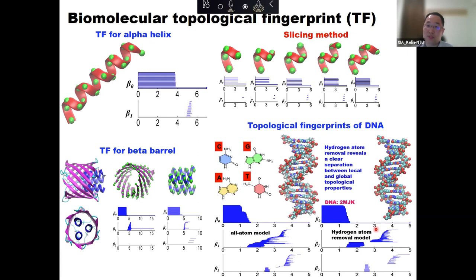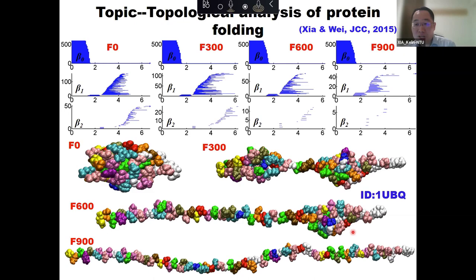So if, say, for example, two people have different DNAs, then they will contribute very different barcodes here. And we try to use this barcode as a fingerprint to characterize the system, to model the systems. So that's the idea we do here. So the first thing we play with is protein folding.